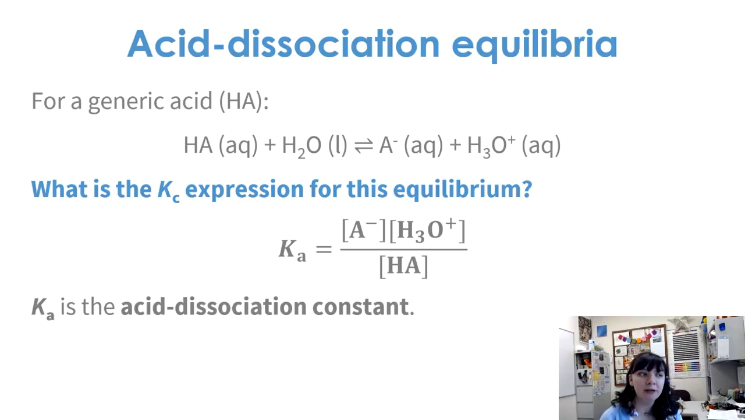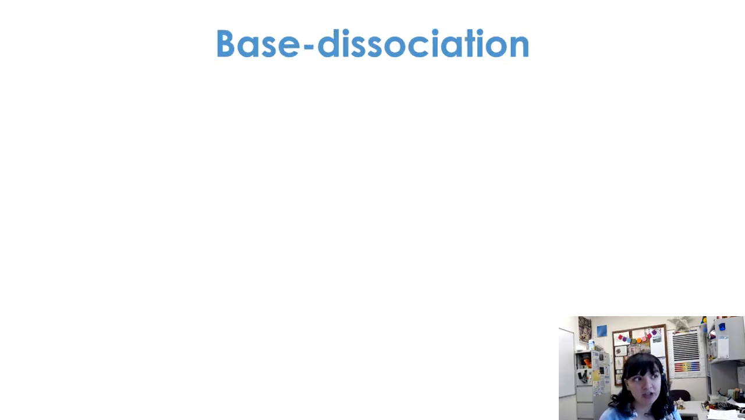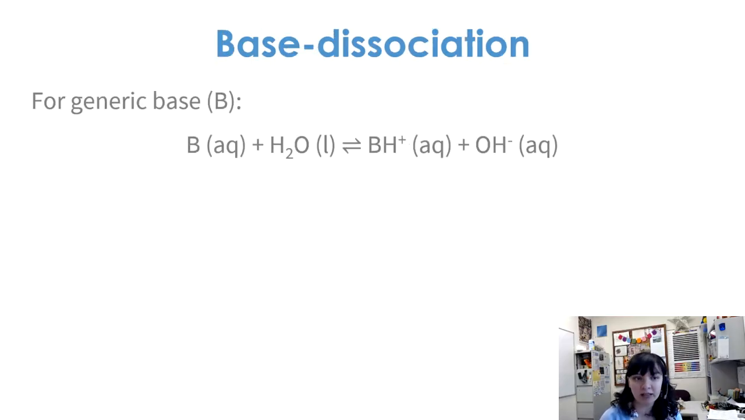In the same way, we can consider a base dissociation equilibrium and its constant. So if I have a generic base, again following the Bronsted-Lowry definition, that base is going to accept a proton. And so we can imagine how that base would interact with water to take a proton away from the water, leaving us with the conjugate acid of the base, which we'll call BH+. And then the remaining part of the water is just a hydroxide ion, so OH minus.